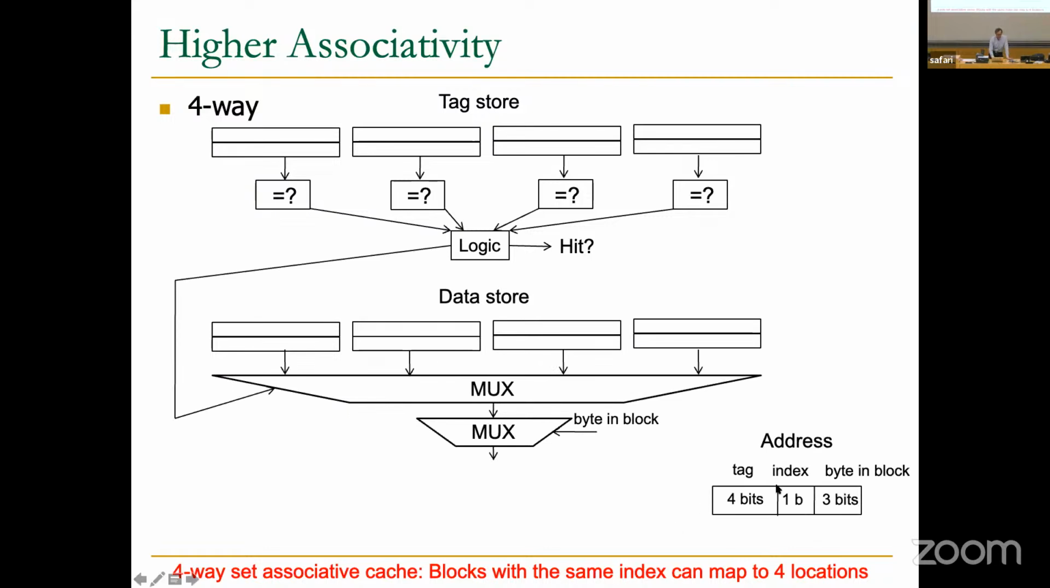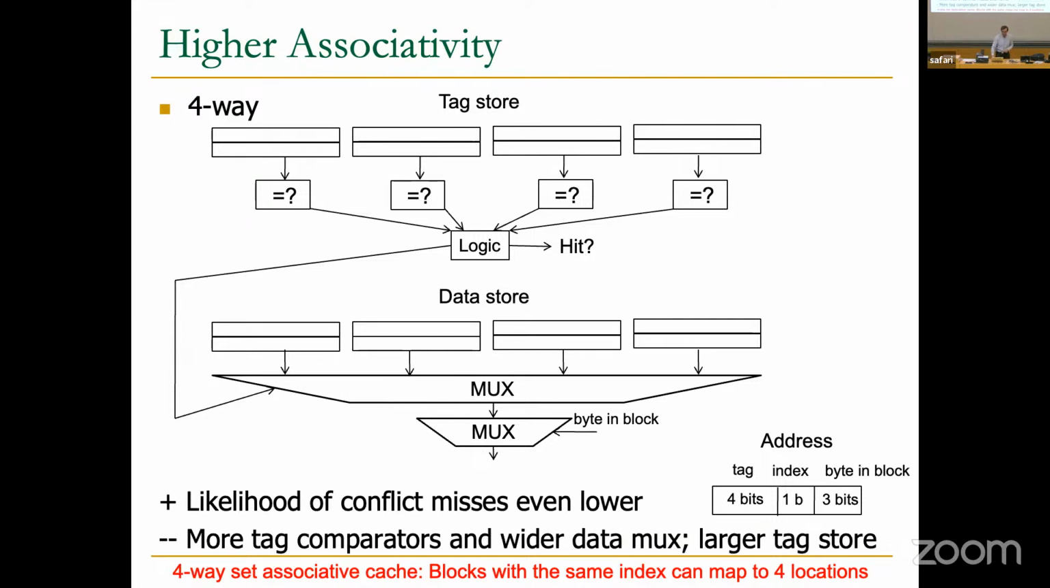But your address now looks like this. Your index is only 1 bit. And this is called a 4-way associative cache. As you can see, blocks with the same index can map to 4 locations, but your tag bits have increased again so that you can really identify what you're getting. And the likelihood of conflict misses is even lower right now.